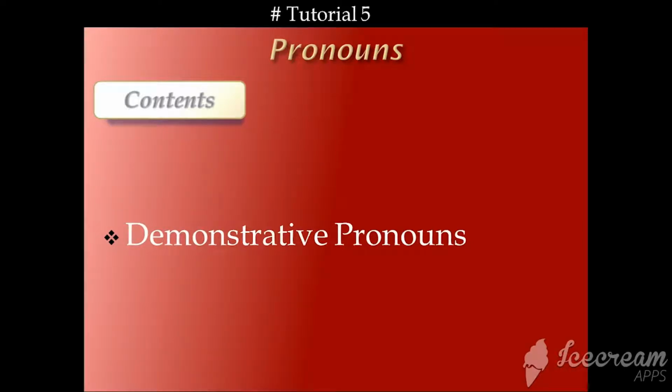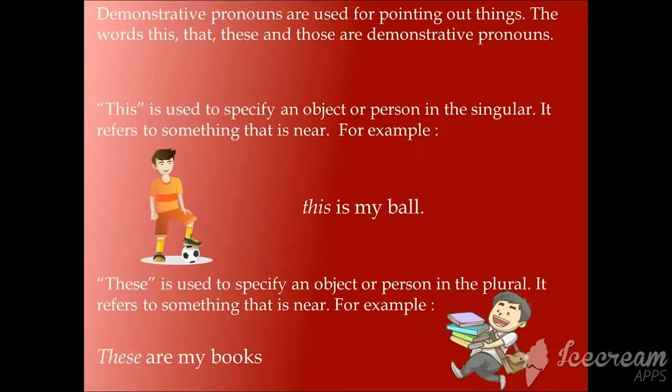في هذا الفيديو ان شاء الله غادي نهضروا على demonstrative pronouns. اوكي، نبداو على بركة الله. Demonstrative pronouns are used for pointing out things. The words this, that, these and those are demonstrative pronouns. يعني هما this, that, these and those.